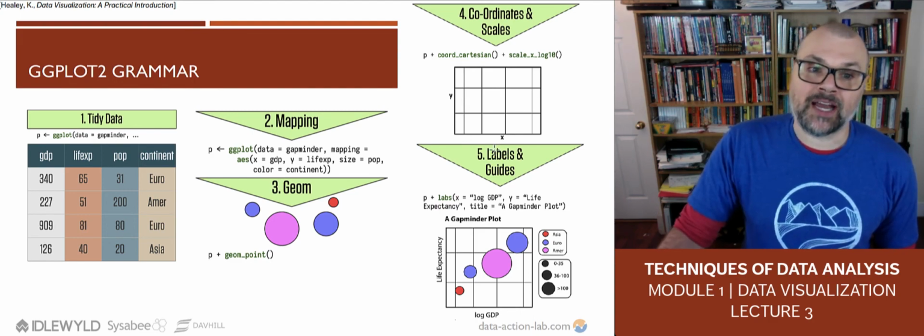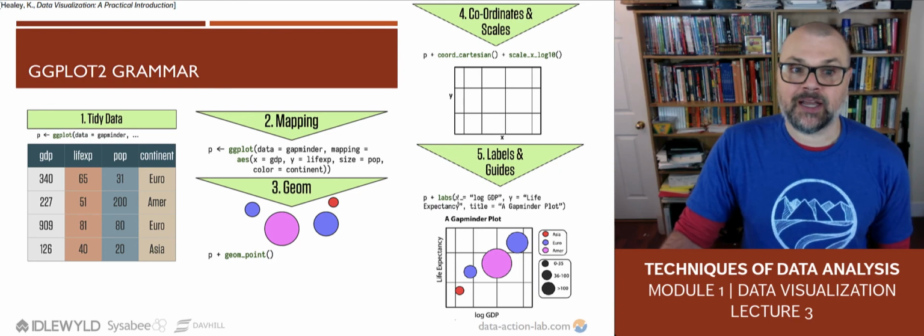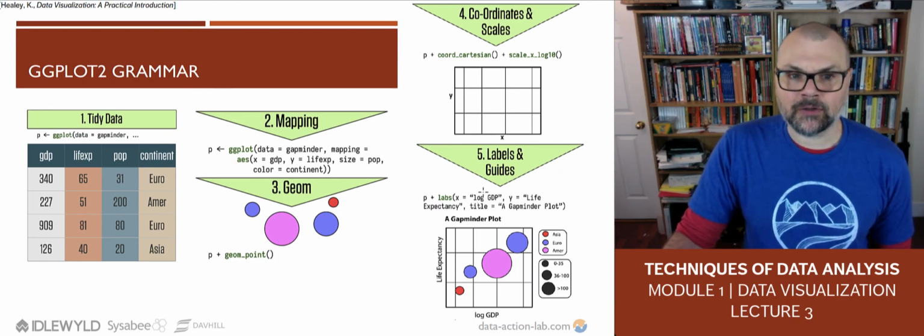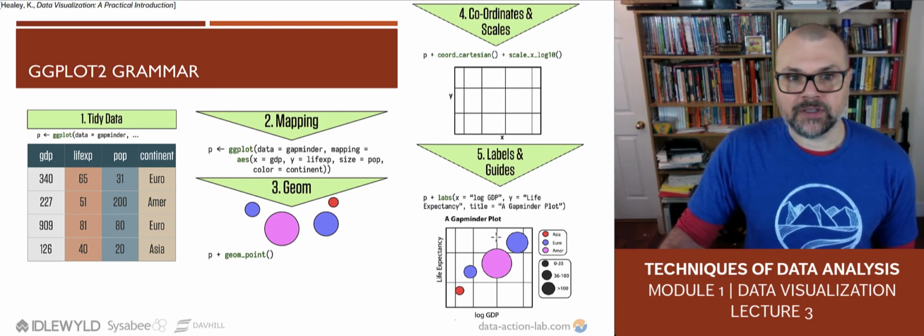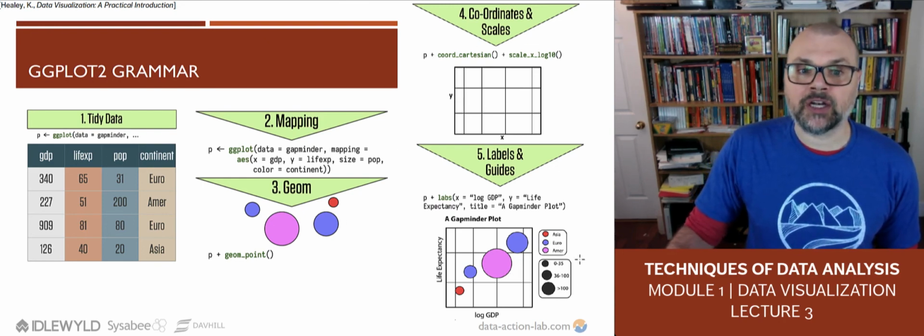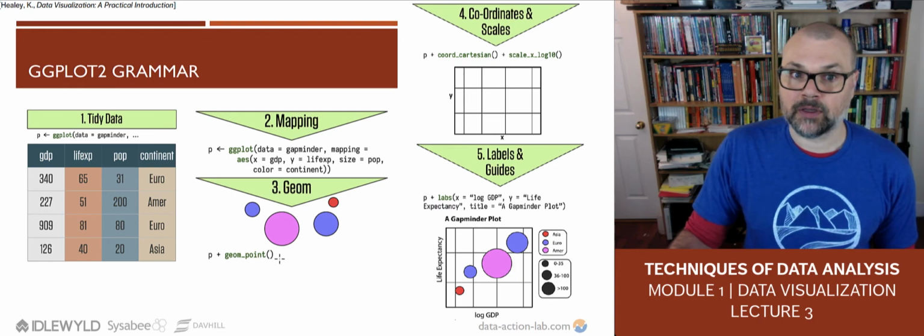And then you can add some labels and some guides. You can add a legend, a title. You can do a bunch of things. And at the end of the day, if you do all of these chunks together, you will get a chart that looks like the following.